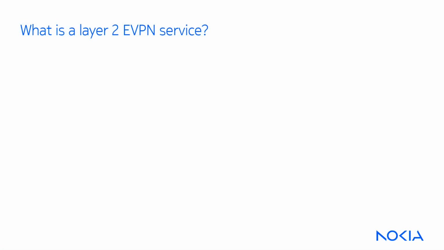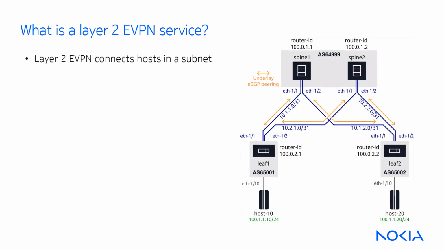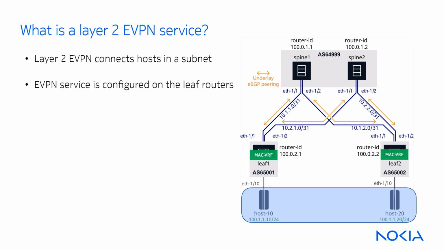So, what is a Layer 2 EVPN? One requirement for data center network is to connect several virtual machines or metal servers in a private network. A Layer 2 service is used when the VMs or hosts are in the same subnet. A Layer 2 Ethernet VPN service is configured on the leaf routers to create a virtual network.